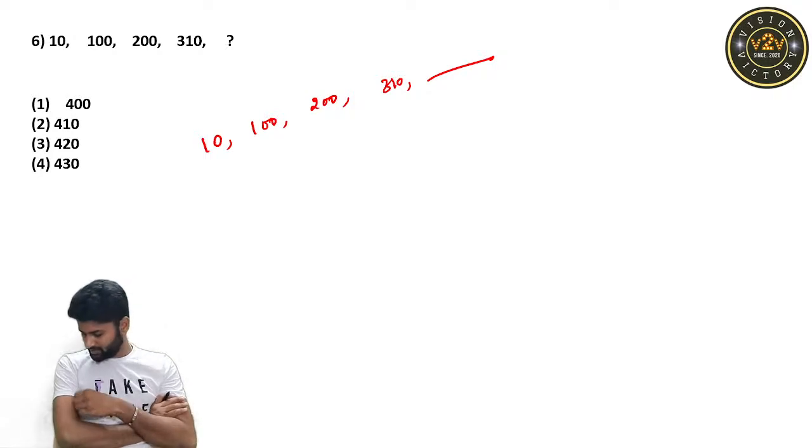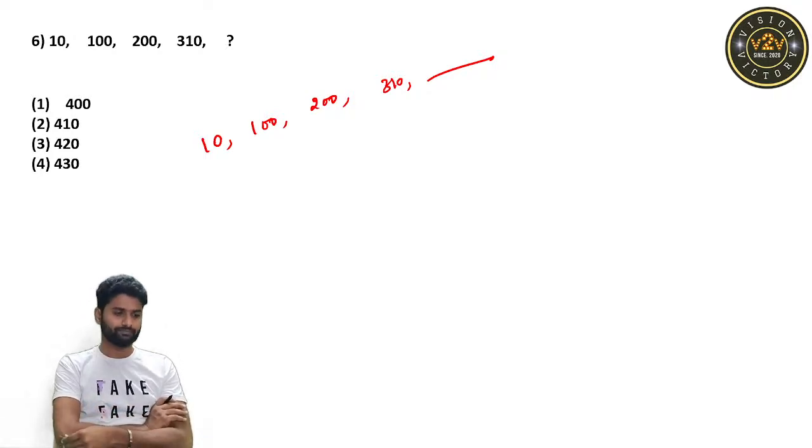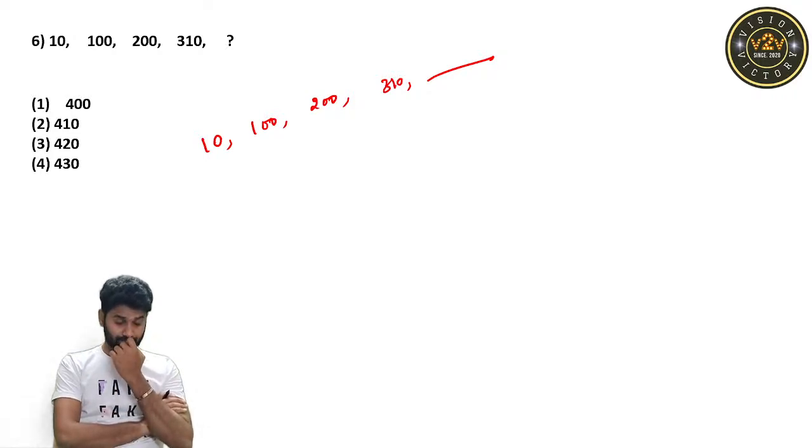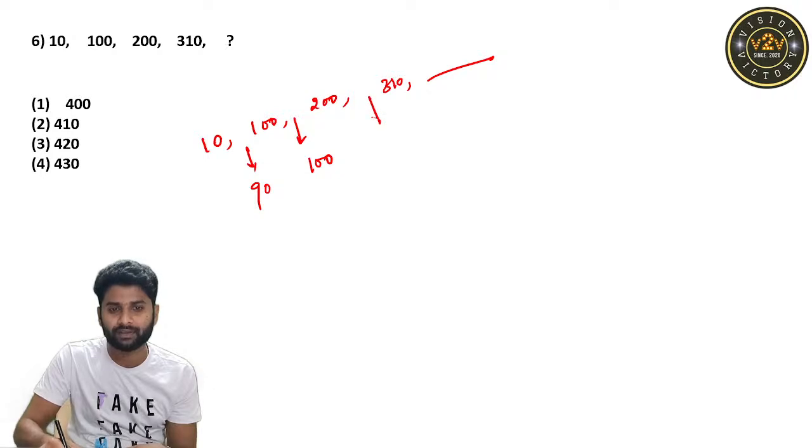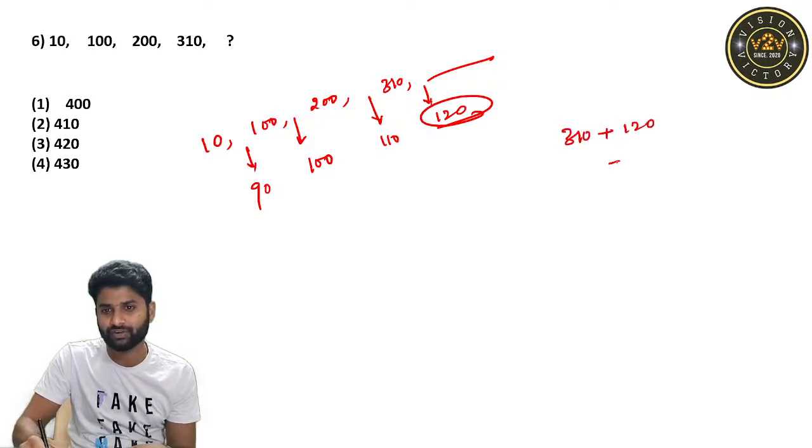So find the next number in this series. Now see, here the difference between the numbers is 90. Here the difference is 100. Here the difference is 110, according to the sequence. Next difference is 120. So 310 plus 120 is equal to 430, which is the correct answer.